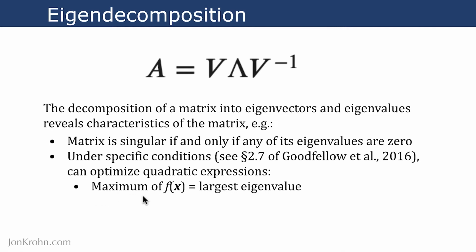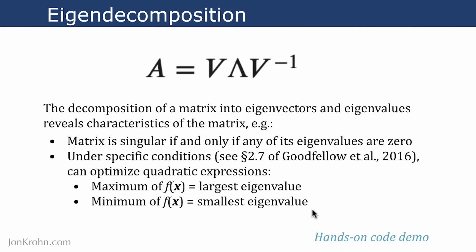But for those of you who are already aware of this concept of the maximum and minimum of a function, the maximum of a function under these specific conditions is equal to the largest eigenvalue. And the minimum of a function is equal to the smallest eigenvalue under those same conditions. All right, let's jump onto that hands-on code demo now, so that you can start to learn about what this eigendecomposition is exactly. We've talked about how it involves eigenvectors and eigenvalues, but that's not immediately clear from the equation just yet.